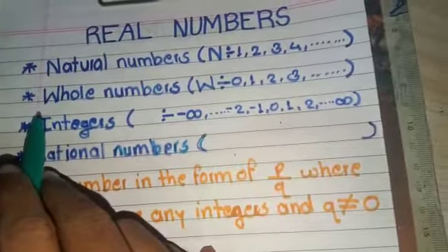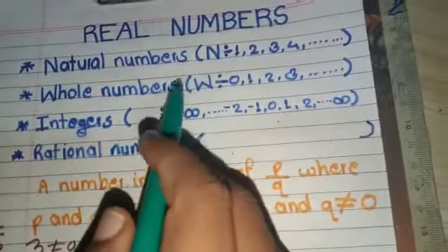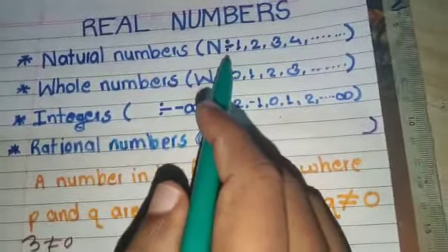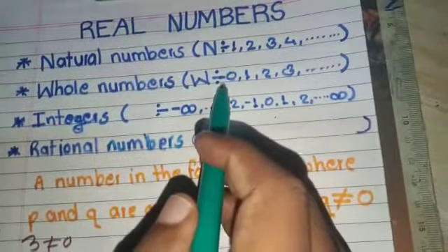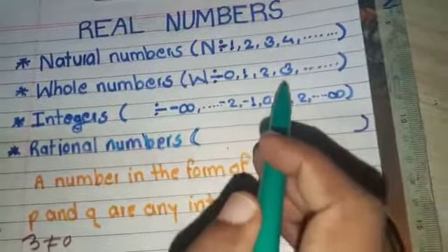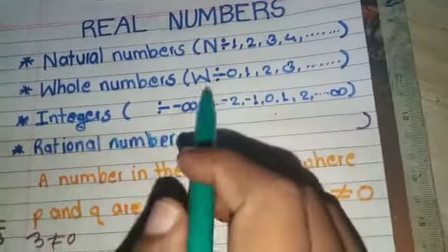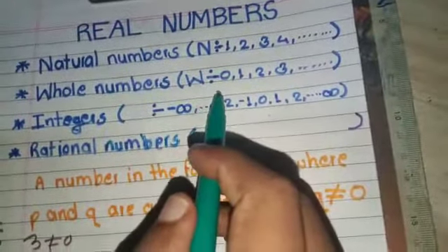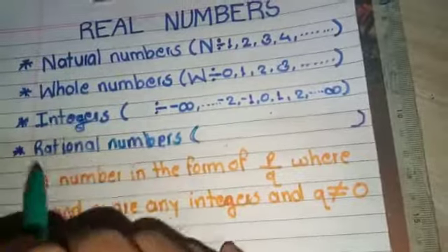Next is your whole number. What is a whole number? If you add 0 to the natural numbers, then you will get the numbers 0, 1, 2, 3, dot dot dot infinity. Those numbers which start from 0 are your whole numbers.